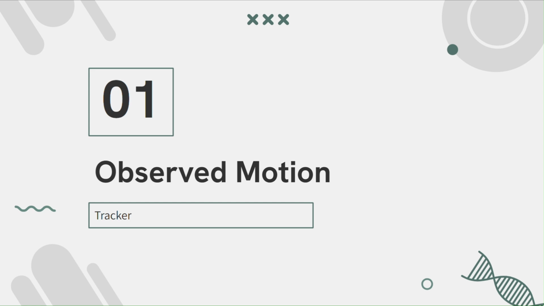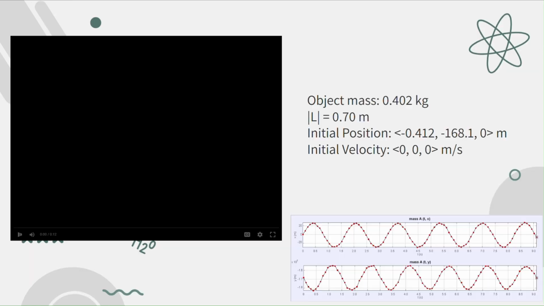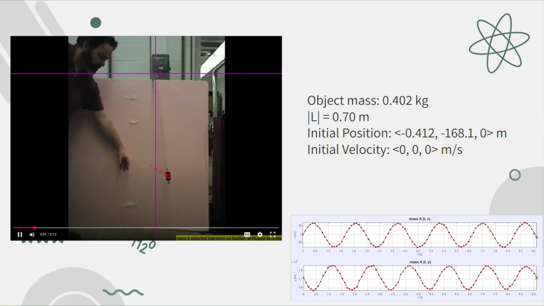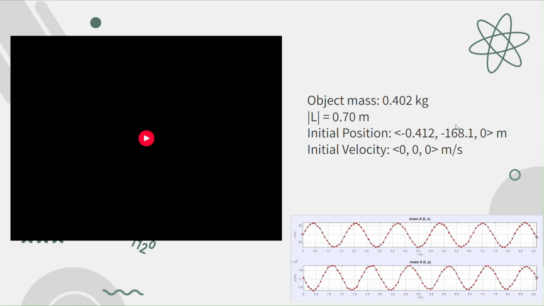So for the first part, we have our observed motion, which was done on Tracker. And this video was used and then tracked on Tracker to get this graph here. So we have our object mass of 0.402. We have our initial length of 0.70 meters, our initial position here, and our initial velocity is 0.